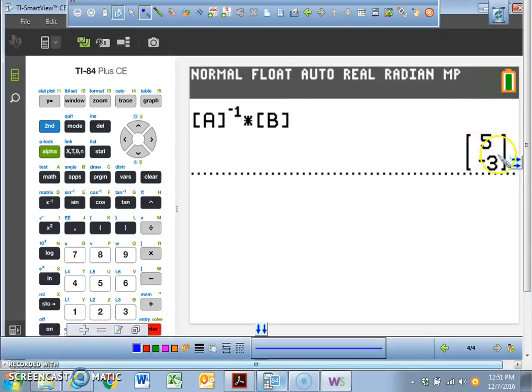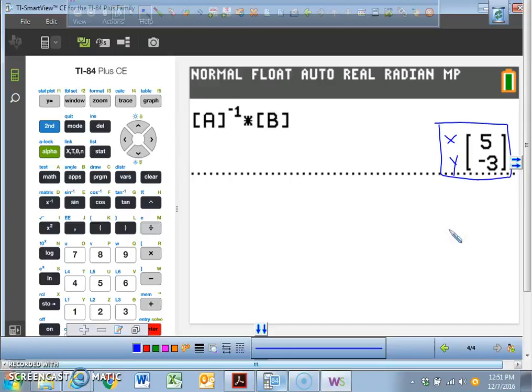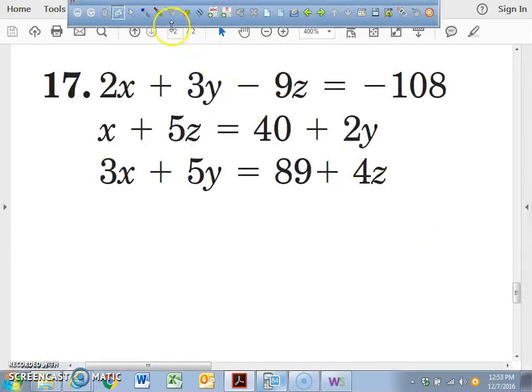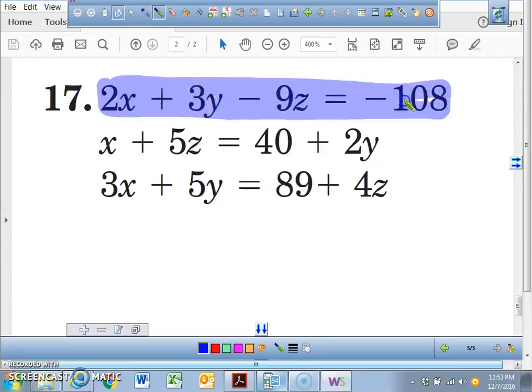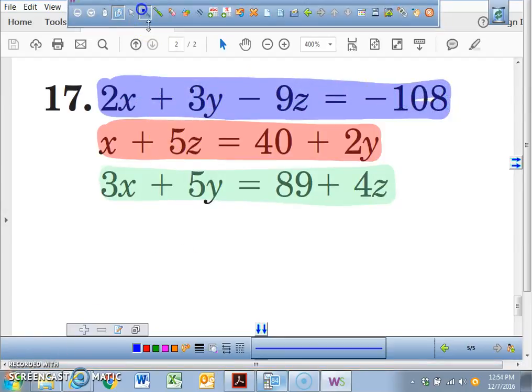What does this 5 and this negative 3 represent? Your X and your Y that you were searching for all along. Blue. Congratulations, you just solved the system of equations by using matrices. All right, at this point, I want you guys to understand we have this row we have to worry about. All right, so we have 3 different rows. One of these rows is perfectly aligned exactly as I want it. The very first one.